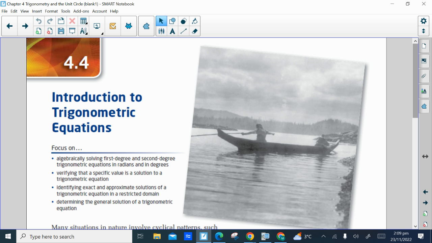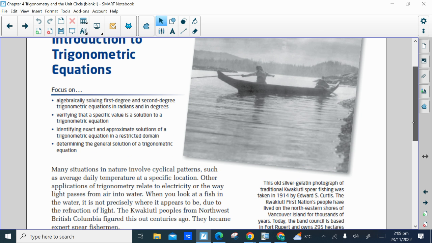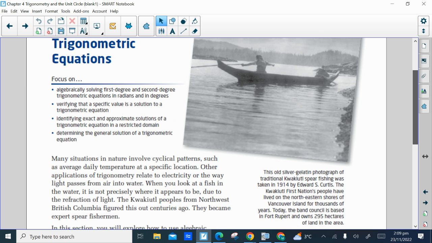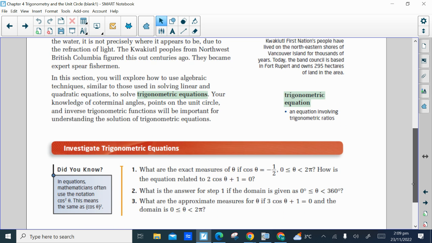So the last thing we need to look at is solving trig equations. So we'll algebraically solve first and second degree trig equations in both radians and degrees. We'll verify that a specific value is a solution to a trig equation. We'll identify exact and approximate solutions of a trig equation in a restricted domain, and then we'll look at the general solution to a trig equation.